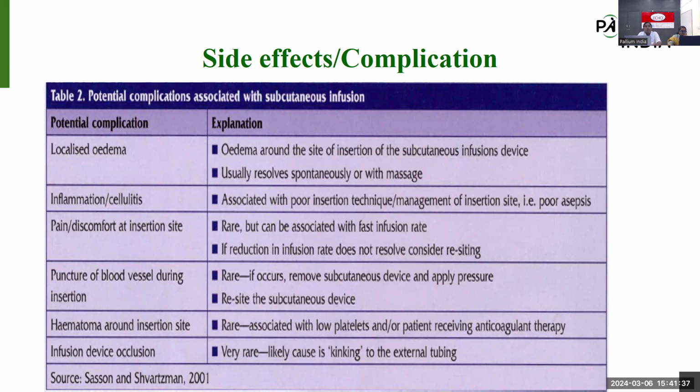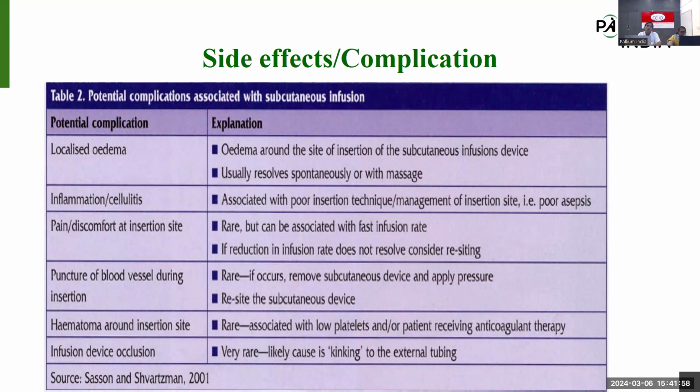Then inflammation and cellulitis. Inflammation and cellulitis is mainly due to the poor aseptic techniques that we are following at the time of needle insertion. So it is associated with poor insertion technique and management of insertion site. So that may lead to inflammation and cellulitis.